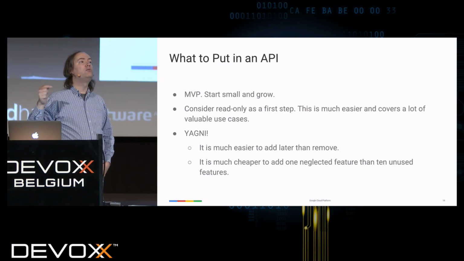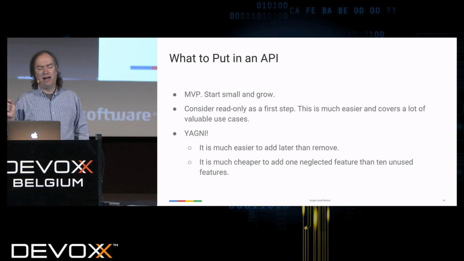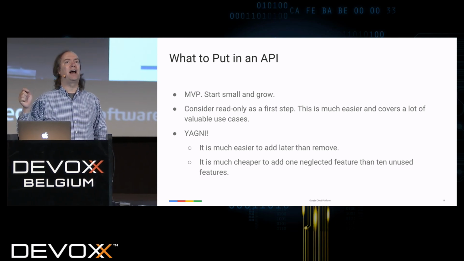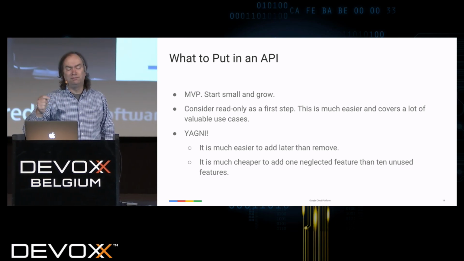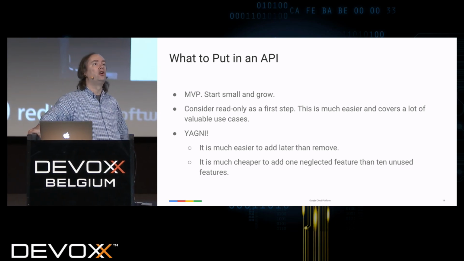Now, what do you put in the API? I'm a big fan of the minimum viable product. Start small and grow. In the case of that API for the corporate internal application, we started with a read-only approach to one table, essentially. We said, well, there's this data in this table, and that's the data we want to expose. That's what other people need.